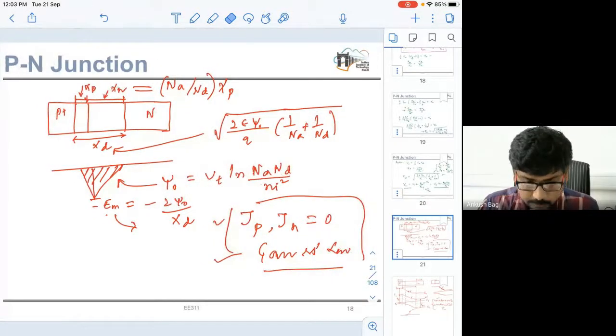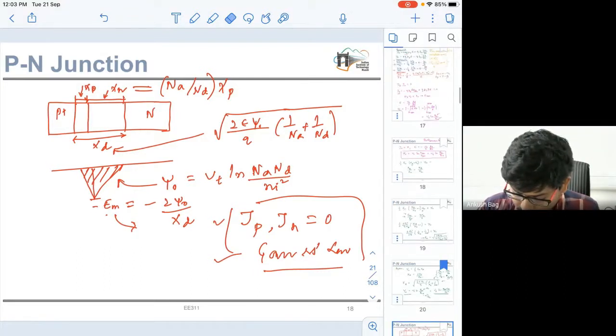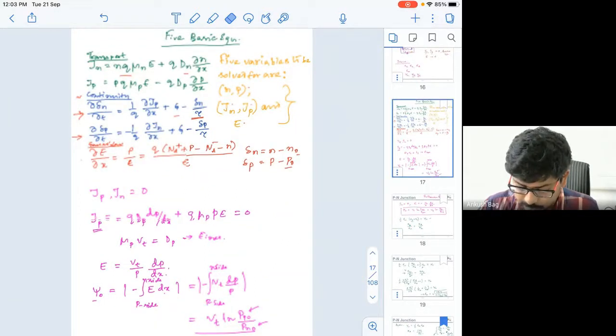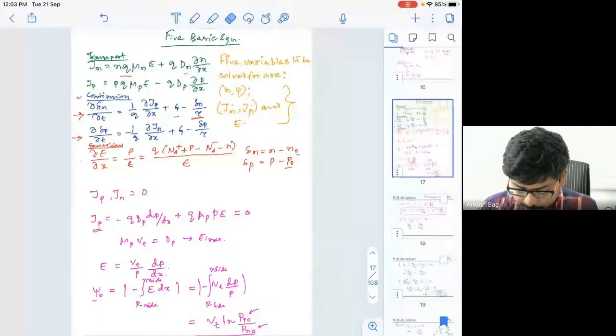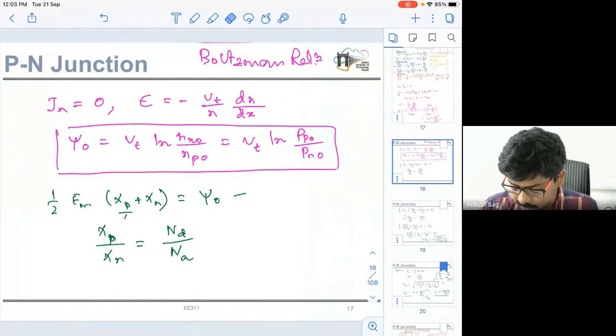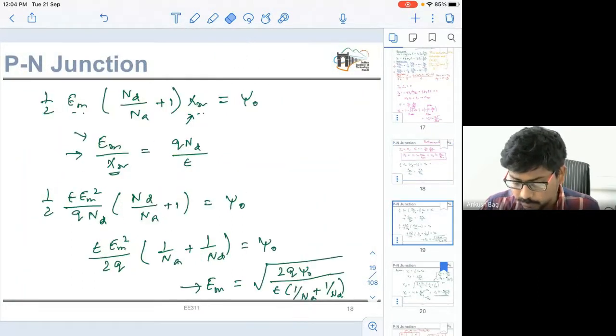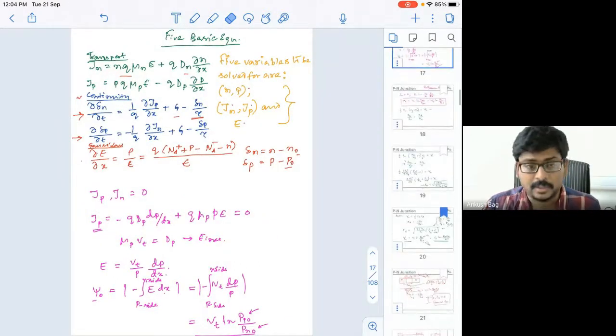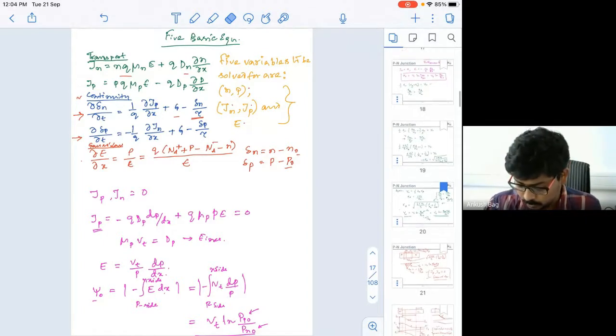This PN junction analysis under equilibrium we have done, and we have also derived different parameters like psi naught, which is the built-in potential, then XD, the depletion width, and the maximum electric field at the PN junction, from the basic 5 equations. So we have seen how to derive those important parameters of the PN junction under equilibrium.